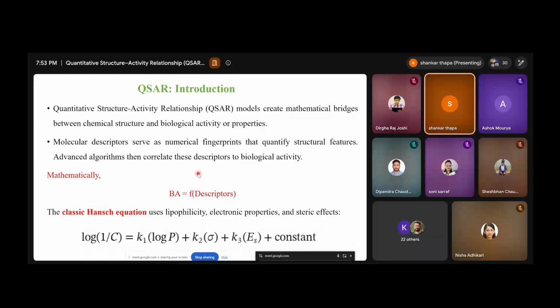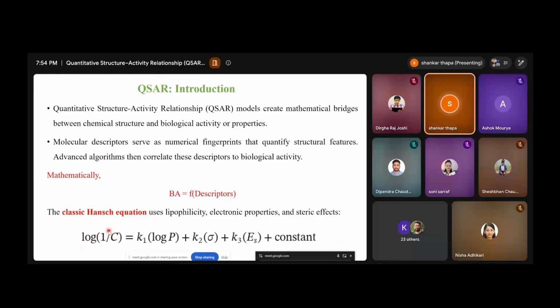So in the history of QSAR, Hansch is the scientist, considered the father of modern QSAR technology, who around the 60s explained the lipophilicity, electronic properties, and steric effect to relate the activity. So he derived an equation. This equation is generally for linear regression data. So he derived this one.